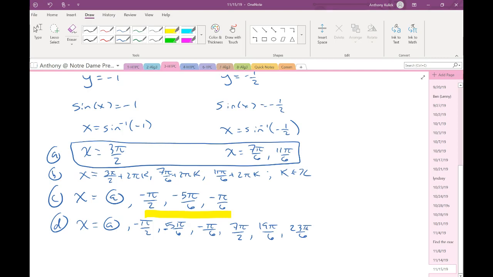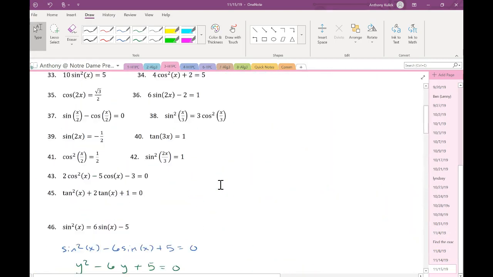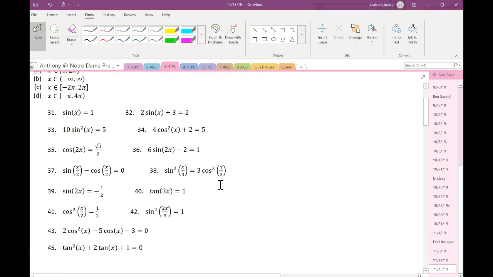All right. Probably got time for a couple more. Are there any more that we want to talk about? We haven't done any where the coefficient on x is not 1. We should probably do at least one of those. Do any of those look appealing to you guys? 41? Okay.